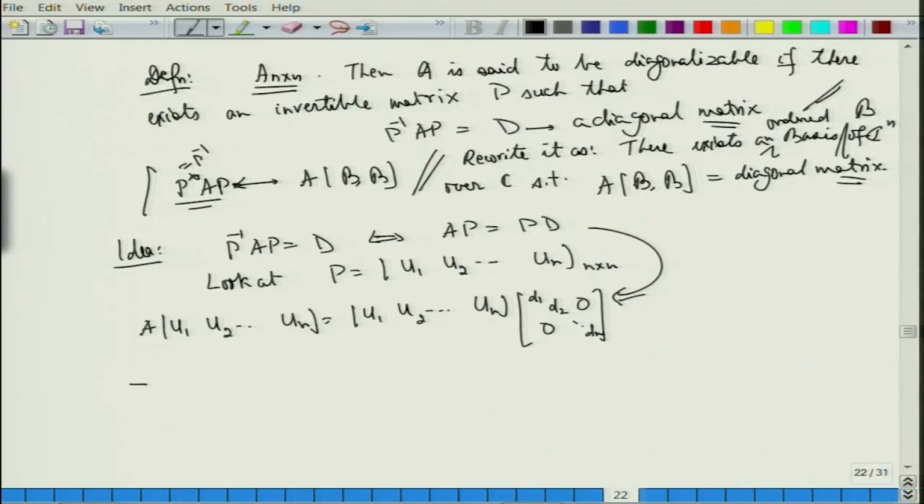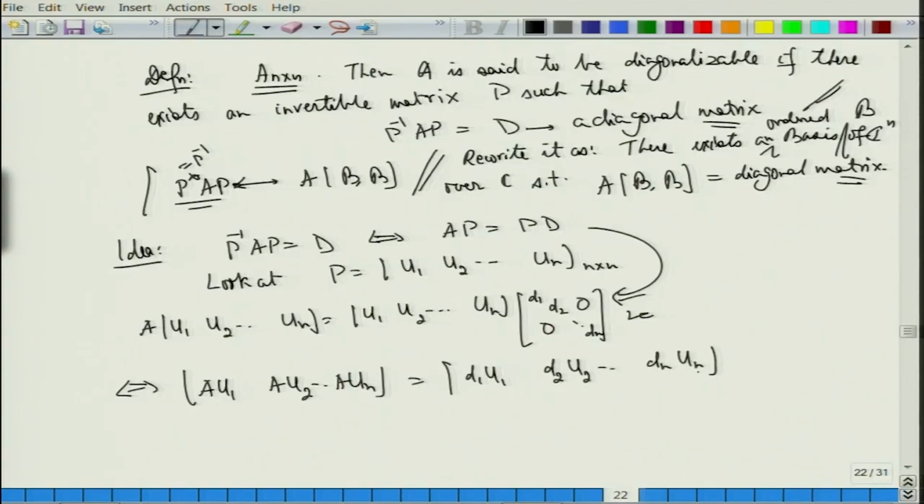Now this is the same thing as saying that A of u1, A of u2, A of un is equal to, now this diagonal matrix is being multiplied on the right, so it is nothing but column transformations. So it will be d1 u1, d2 u2, dn un. All right. Important, please understand, I have only written P like this. After that, it is all equivalent conditions. AP equal to PD is equivalent to this, and this is equivalent to this.